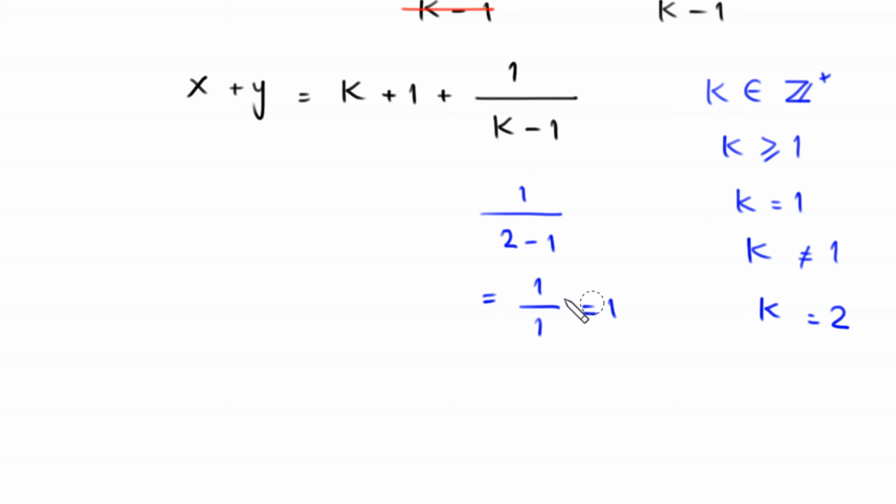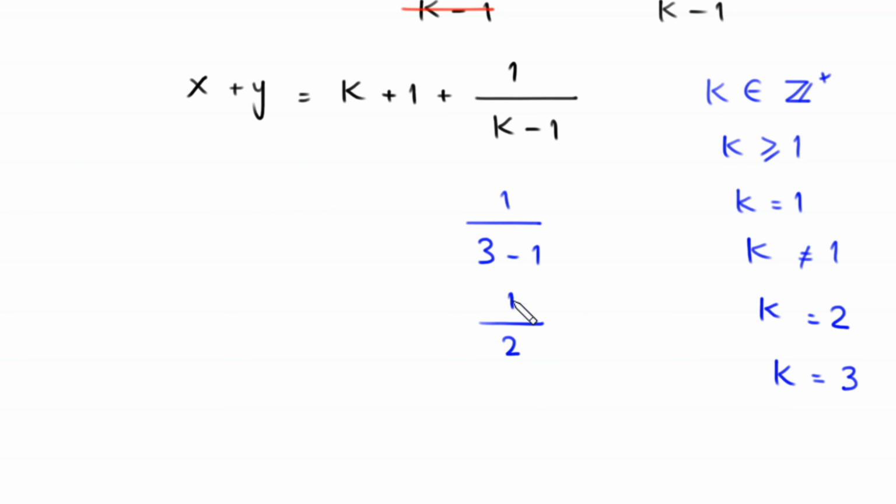If we check k greater than 2, then we see what will happen. If k is greater than 2, let's say k is equal to 3, then this will become 1 divided by 3 minus 1. This will become 1 divided by 2. 1 is not divisible by 2, means that k cannot be greater than 2. So the only option for k is 2.